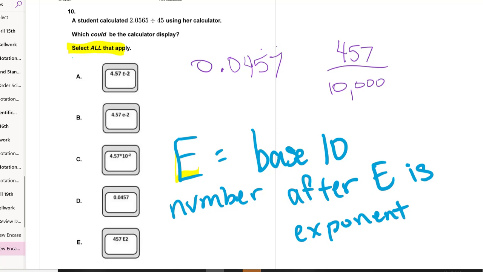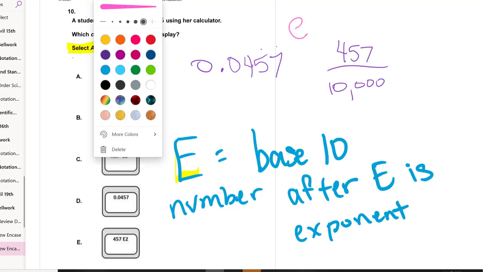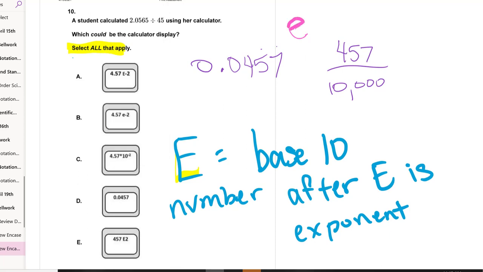So I will tell you this. The little baby lowercase e is not it. Okay, so we're not picking that one because that means something else entirely. So don't pick little e to the -2. You're going to pick uppercase.